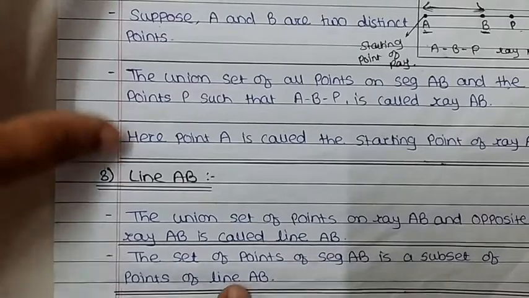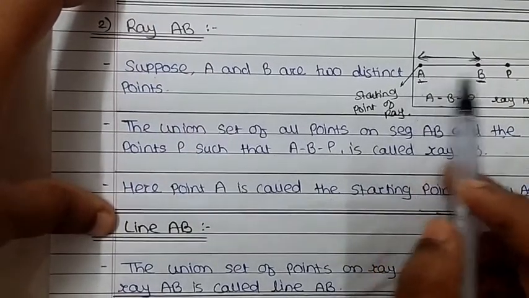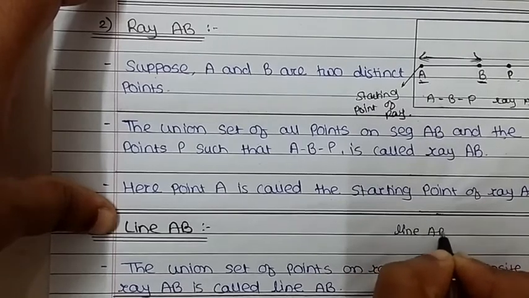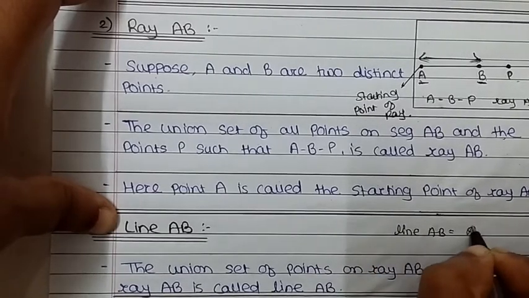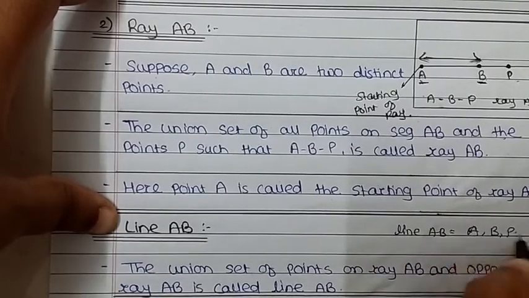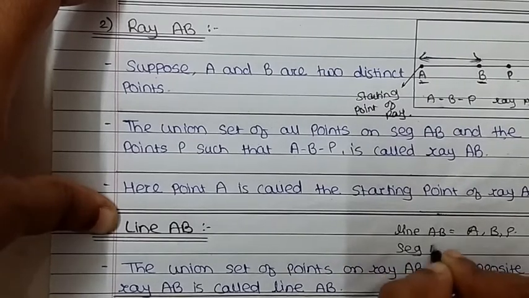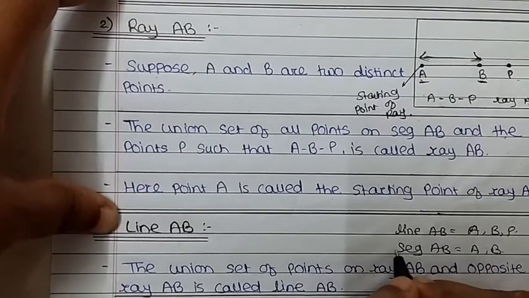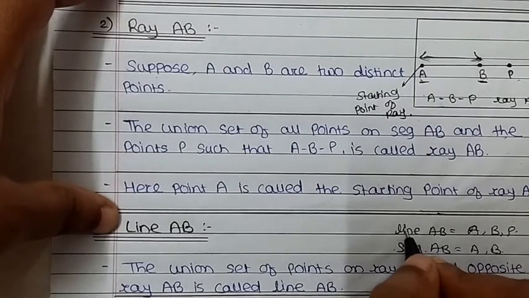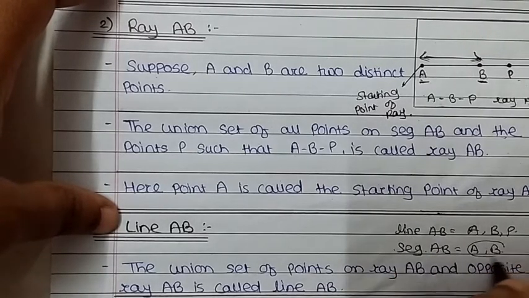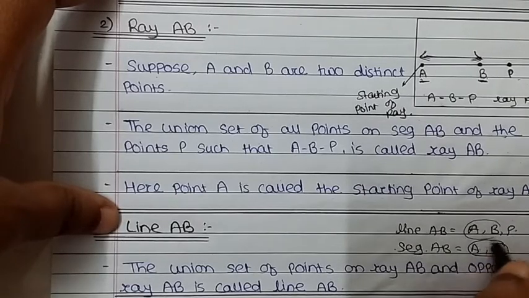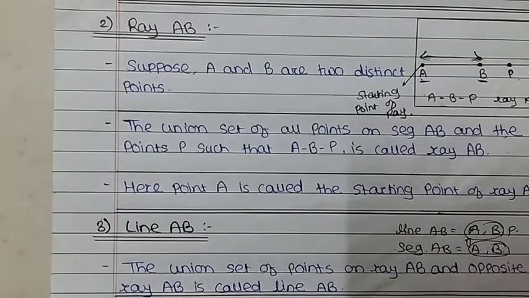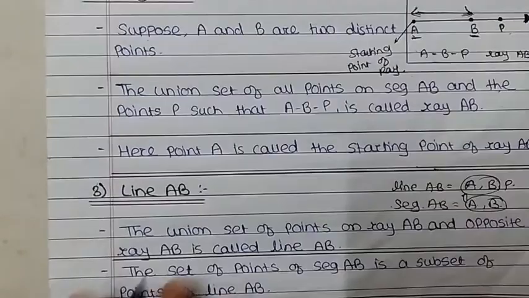Correct? Line AB holds how many characters? That is ABP. Okay? And segment AB holds AB. So we can say that segment AB is a subset of line AB, because all the elements in segment AB are held in line AB. Correct? Understand this one?